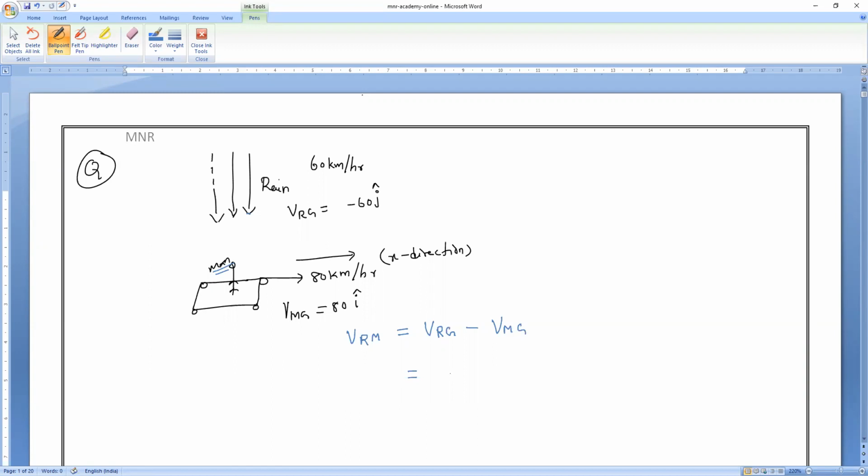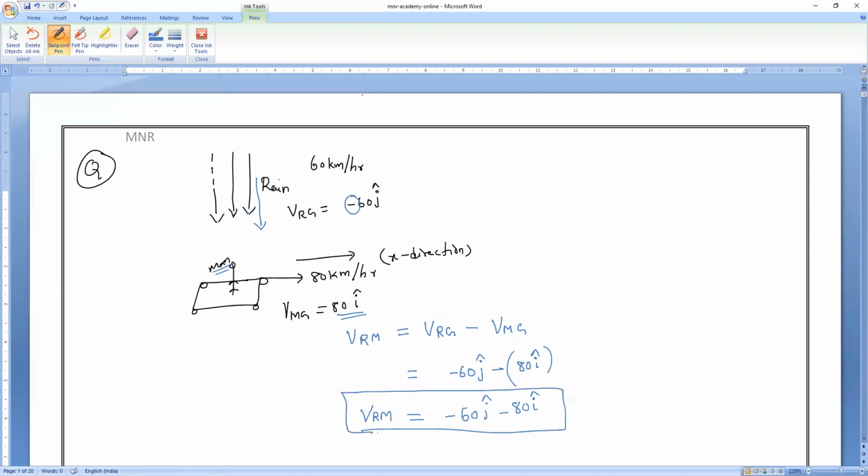This is downward direction, so minus 60 j cap, and minus the velocity of the man with respect to ground, which is 80 i cap. So it is minus 60 j cap minus 80 i cap. This is the resultant velocity of rain with respect to man. We obtained this in yesterday's class also.